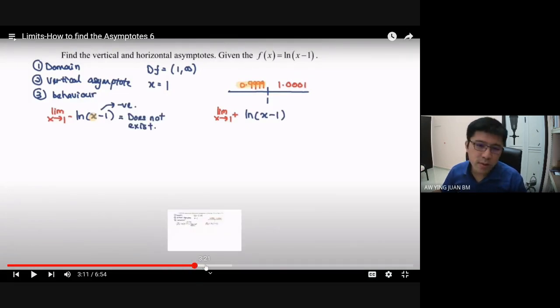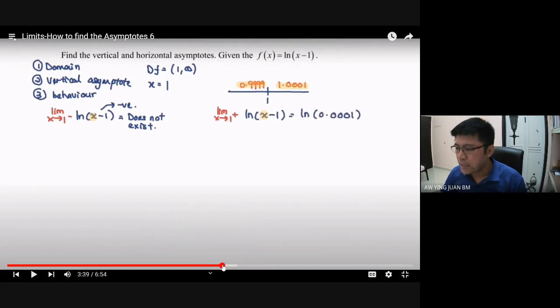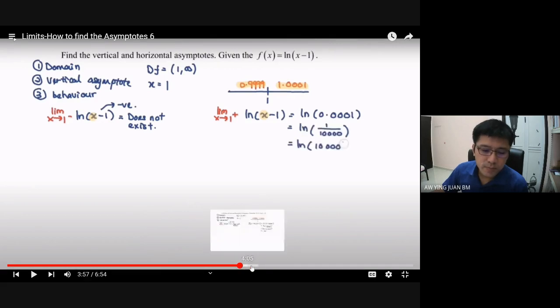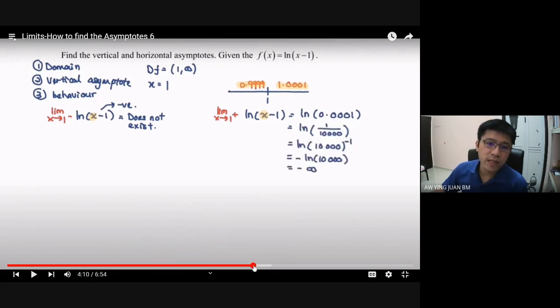So kalau kita teruskan untuk sebelah sana, sebelah kanan, kalau kita substitute, kita akan dapat apa? Kalau kita substitute, kita akan dapat 0.0001. So apa yang berlaku kalau begini? Okay, ln 0.0001. So kita akan dapat sesuatu benda iaitu negative infinity. Anda boleh tekan calculator negative infinity. So kalau negative infinity maksudnya bila dia dekat dengan 1, dia akan turun ke bawah. So itu kenapa graf kita begini.